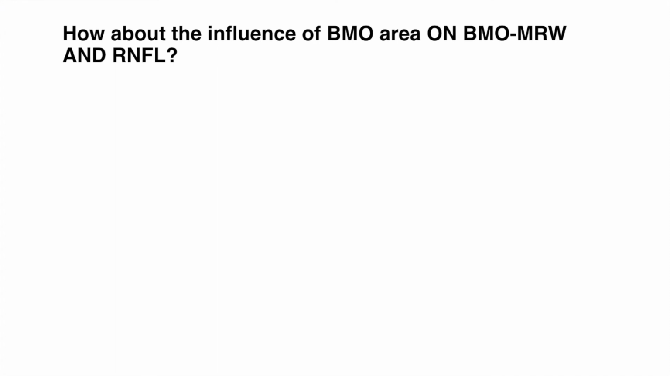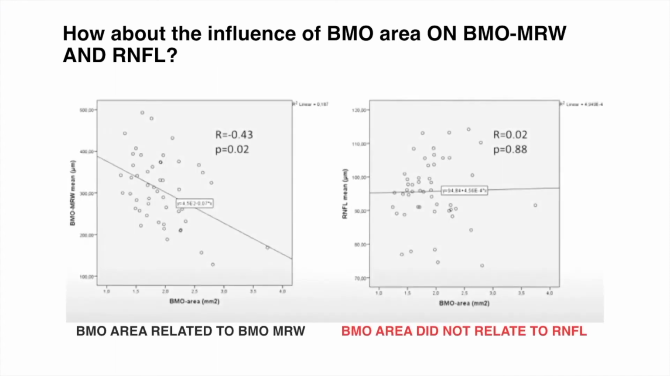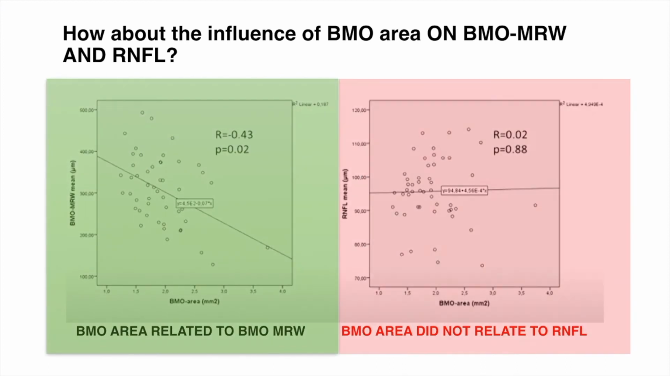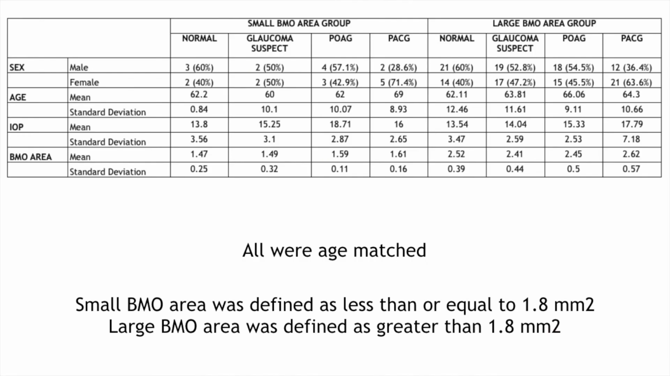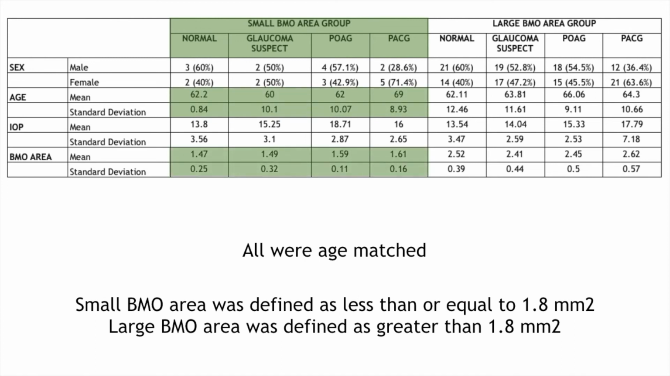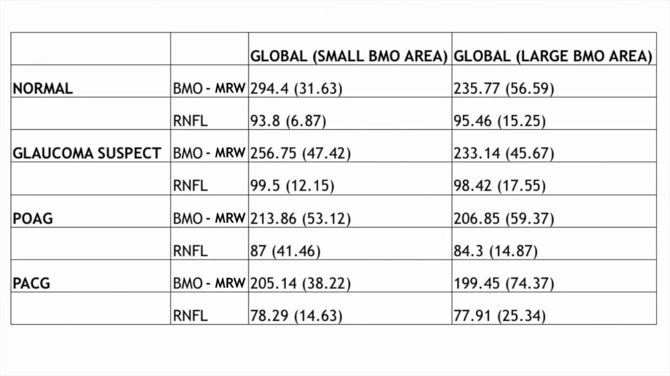How about the influence of BMO area on BMO-MRW and RNFL? BMO area related to BMO-MRW but did not relate to RNFL. Hence, among the 160 study population, two groups were divided based on BMO area. The small BMO area group had a BMO area of less than 1.8 mm square. The large BMO area group had a BMO area greater than 1.8 mm square. All were still age matched and compared.